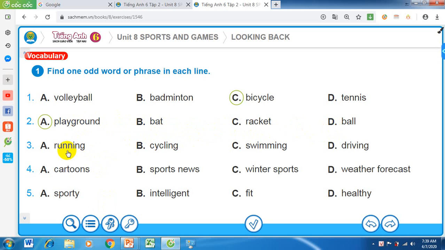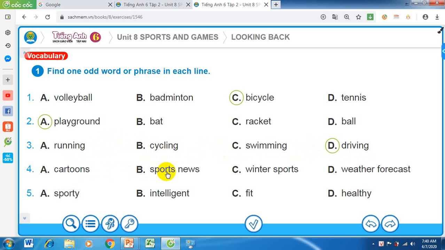Number 3: running, cycling, swimming, and driving. So the answer here is driving. Why? Running, cycling, swimming, they're sports. But driving, it is not a sport. Okay.